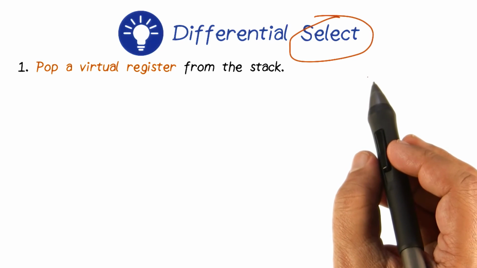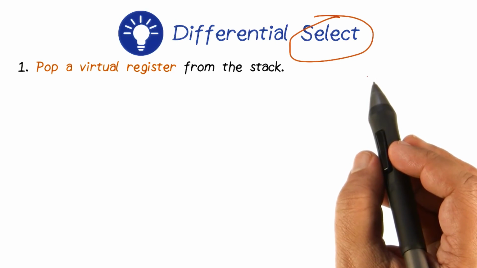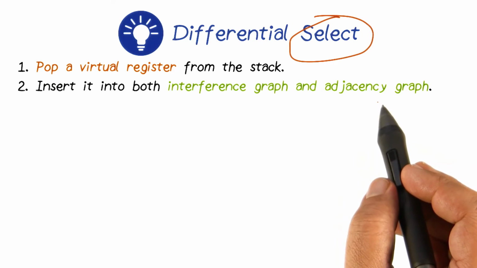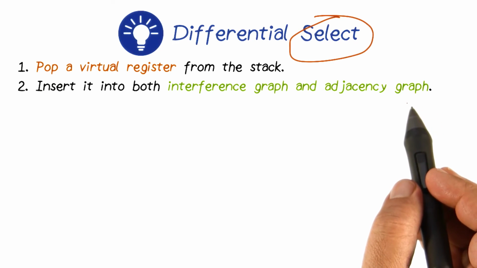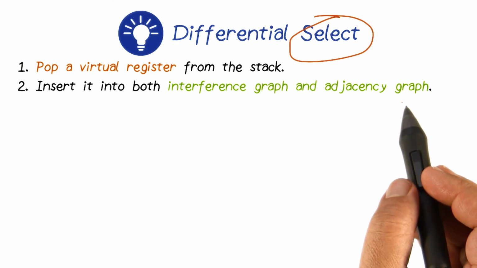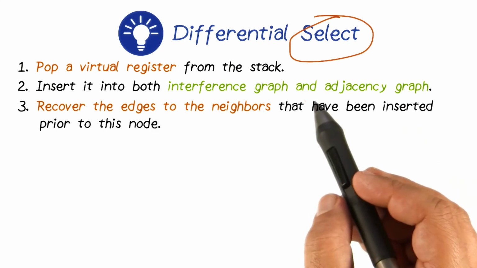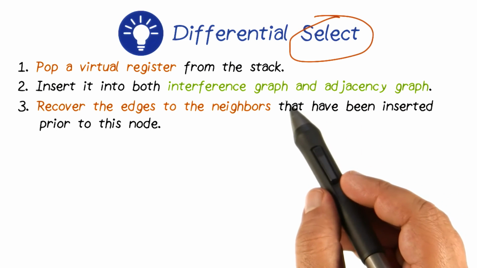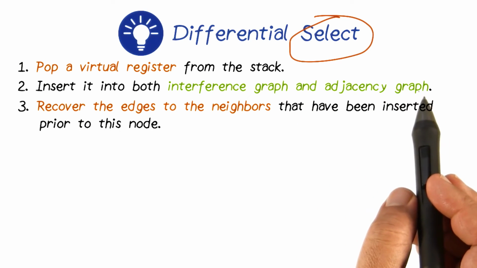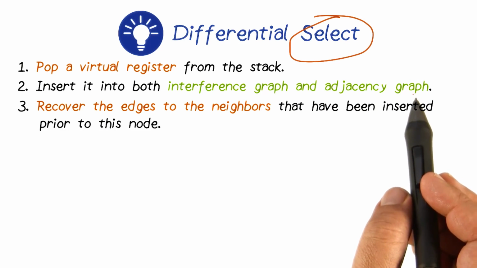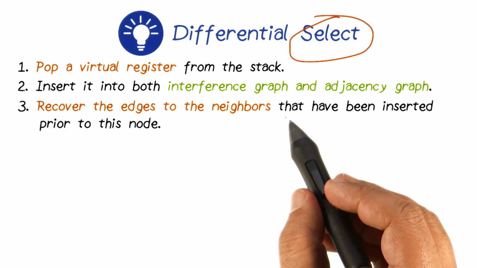So what we do is, just like in Briggs' algorithm, we pop a virtual register from the stack. Then during the color assignment stage, we insert it both into the interference graph and the adjacency graph that we are trying to construct. The adjacency graph and the interference graph in this particular case consist of those virtual registers that have been already given physical registers. So when we put this node back into both of these graphs, we recover the interference edges to the neighbors, and the adjacency edges to the neighbors in the adjacency graph, and we put those around this particular node.